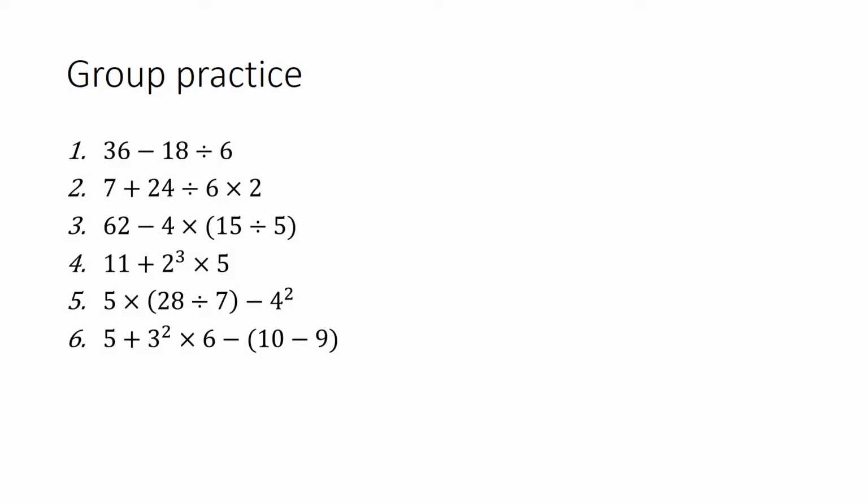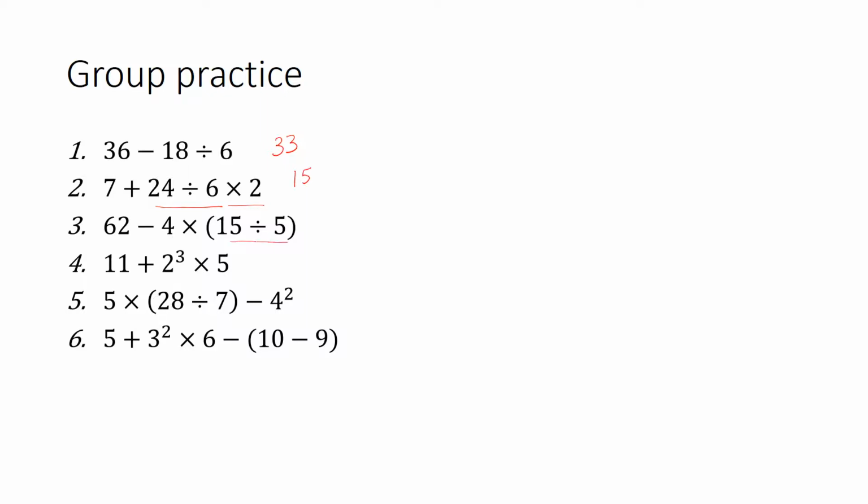The first one, we're going to do our 18 divided by our 6 first, which is going to give us a 3. 36 minus 3 is 33. Next, we need to divide first. 24 divided by 6 is 4. 4 times 2 is 8. 8 plus 7 is 15.